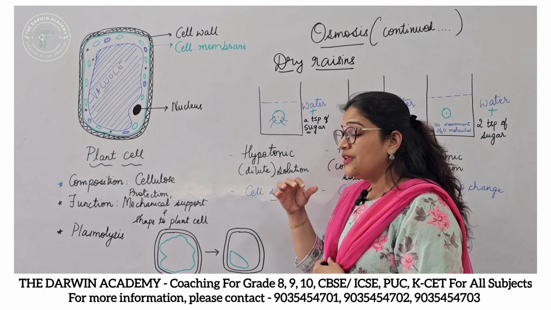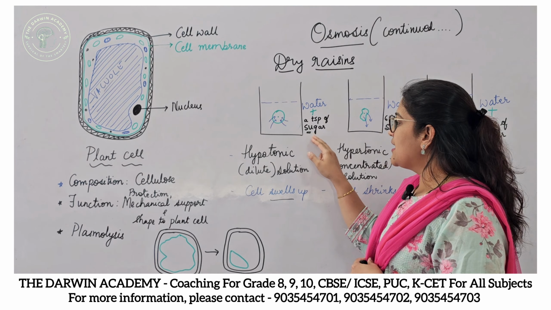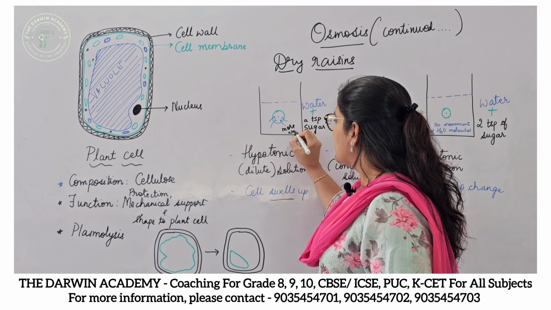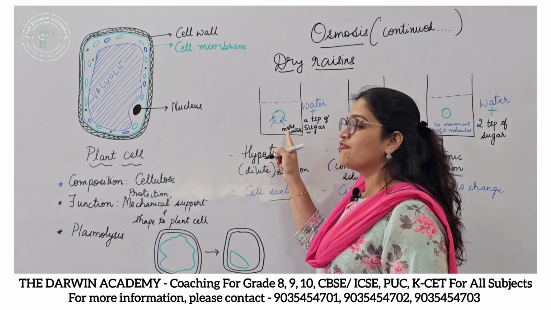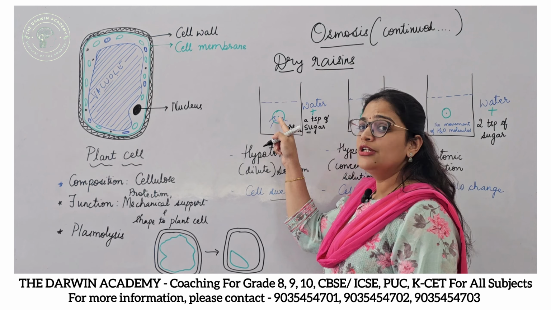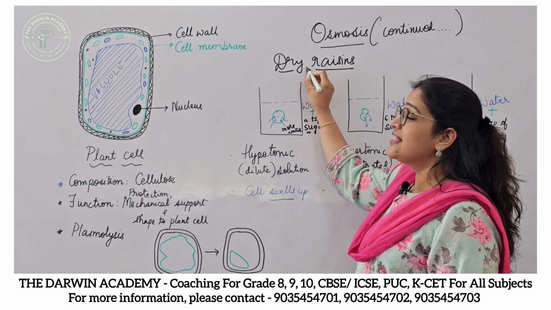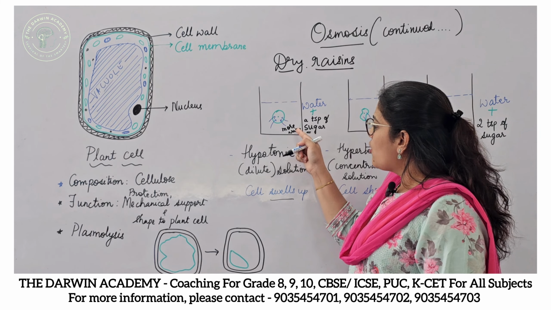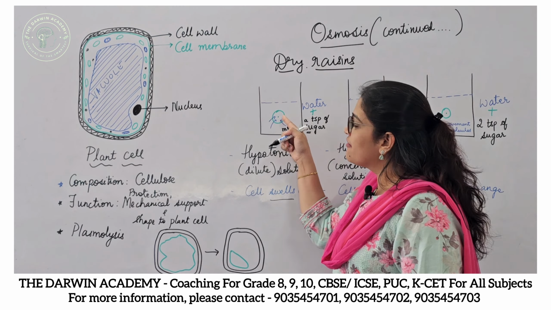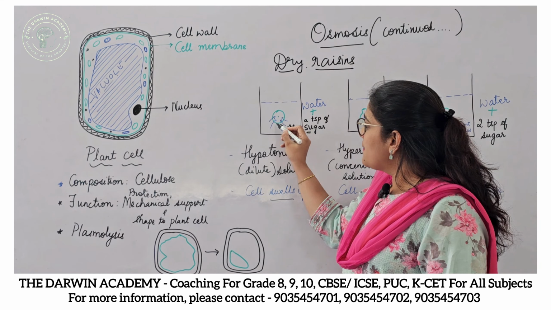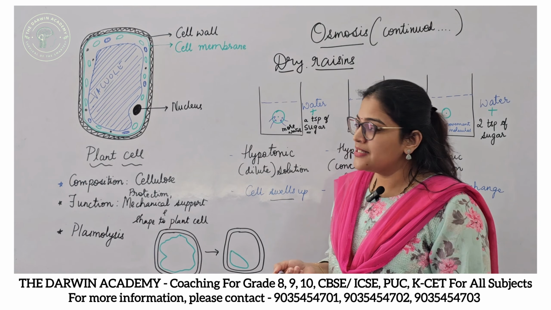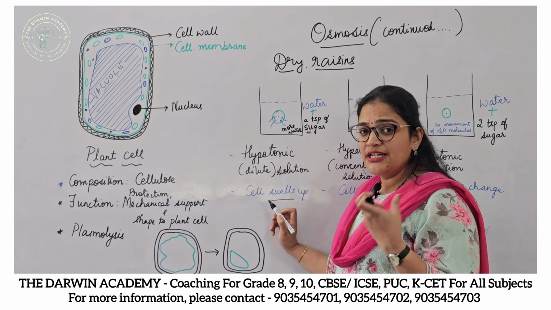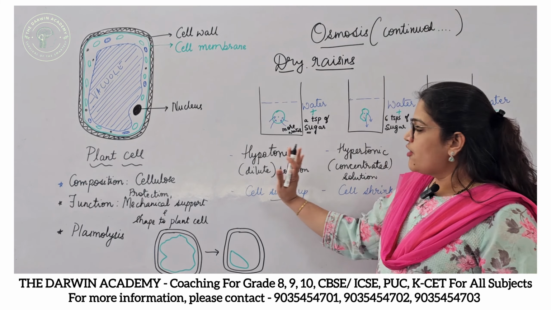So here you should know that the solution has more water, and as a result, water molecules have moved from their high concentration to their low concentration. See, the raisins were dry, which means there was very little water inside. So the water molecules from the beaker have made their way into the raisins through the semi-permeable membrane, and as a result, the raisin would have swollen up, right? This was one part of it.